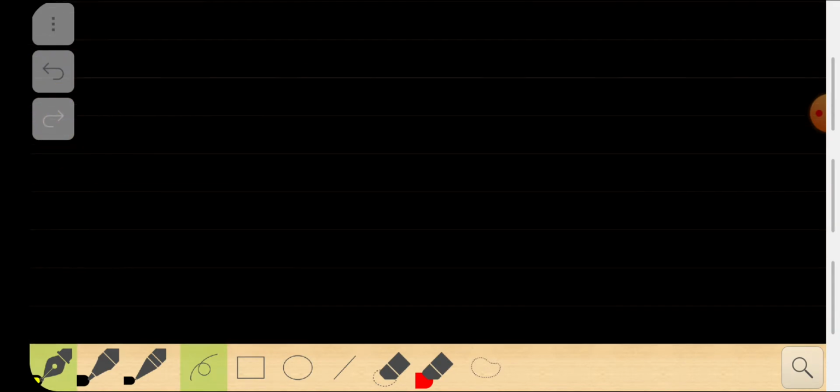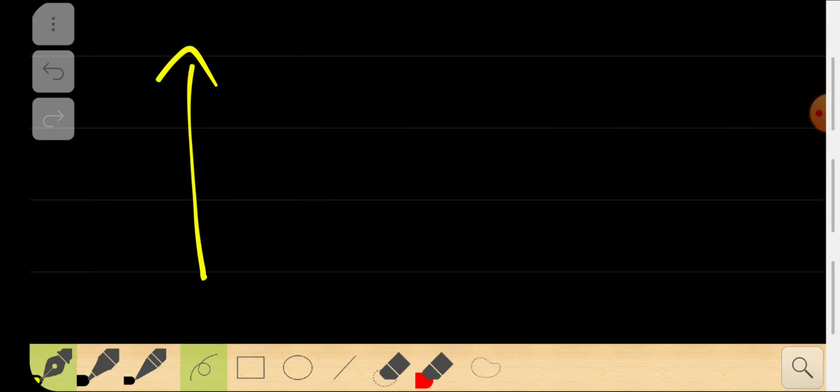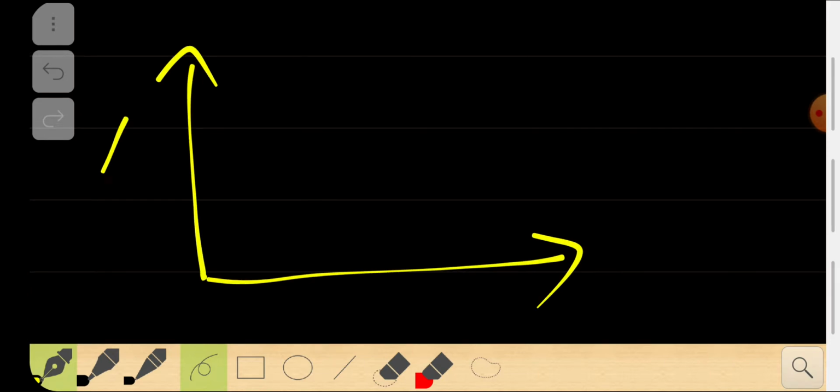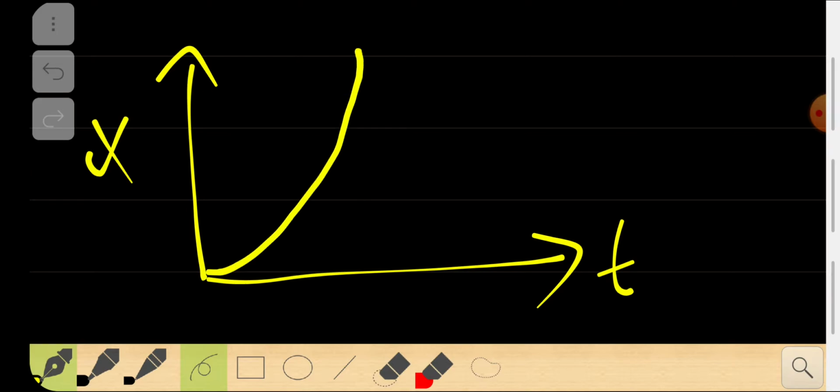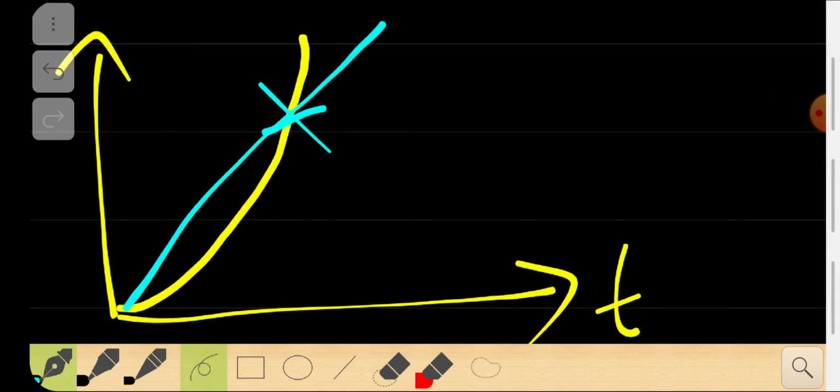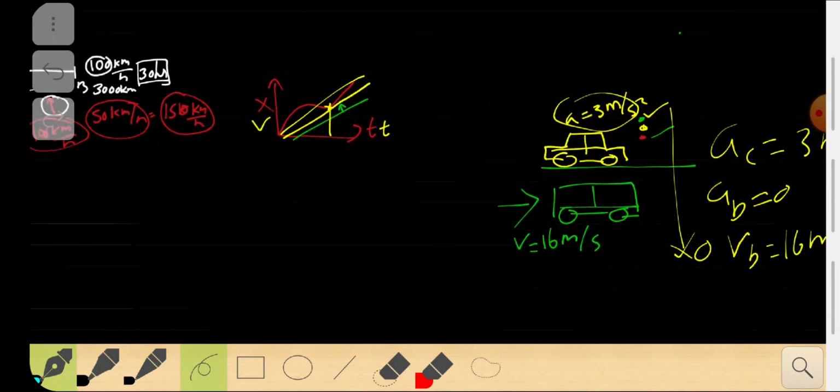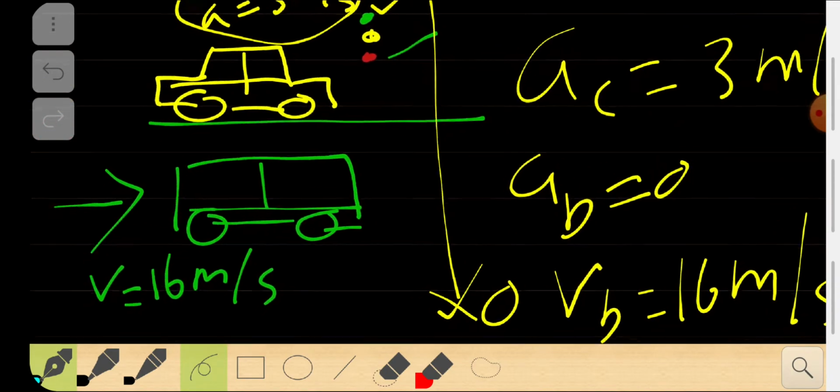Now what we need to find out is, if you plot both of these on a displacement versus time graph, you'll see that the car will be accelerating, so its displacement curve will be a steeper one. But the bus is not accelerating, which means the plot will be a straight line. So at some point these two lines will meet. At that point, the car is going to overtake the bus. That's the significance of that point.